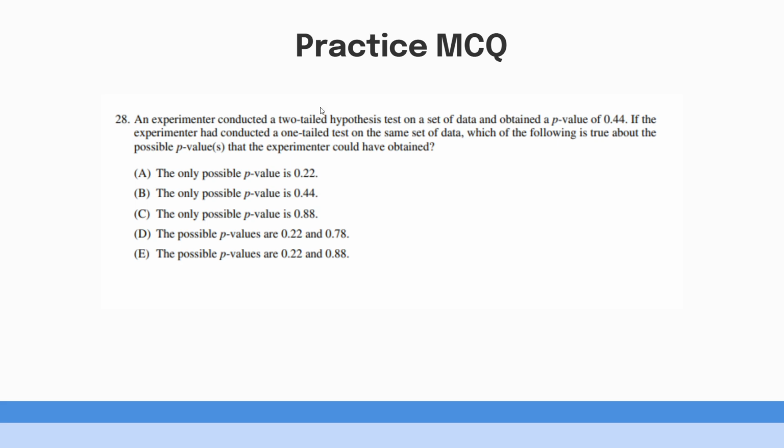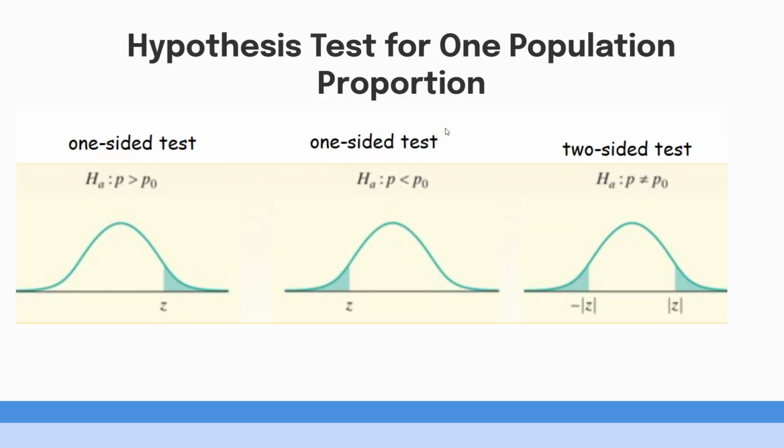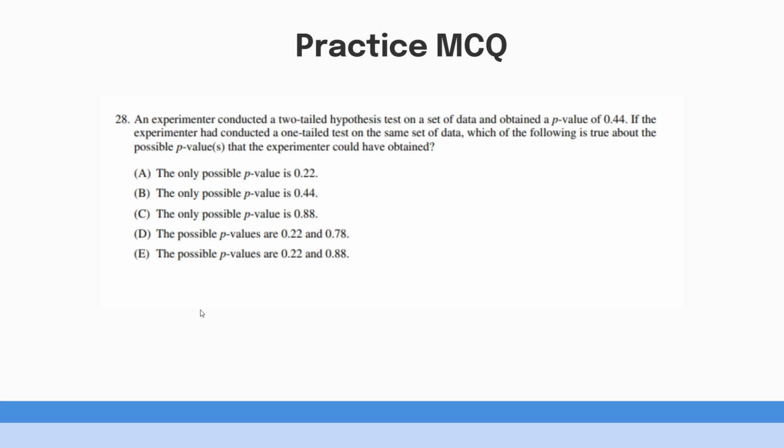An experimenter conducted a two-tailed hypothesis test on a set of data, and he obtained the following p-value. We've gone over the interpretation of p-value. You guys should know this decently. If the experimenter had conducted a one-tailed test on the same data, so instead of a two-tailed test looks like this, if he instead did a one-sided test, like this or this, as you can see by my cursor, which of the following would be true about the possible p-values that the experimenter could have obtained?